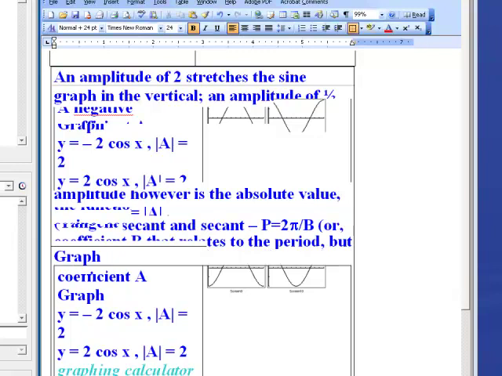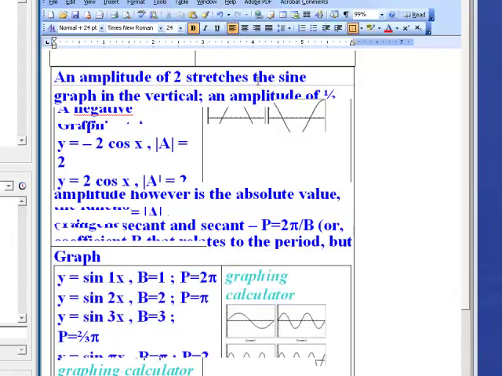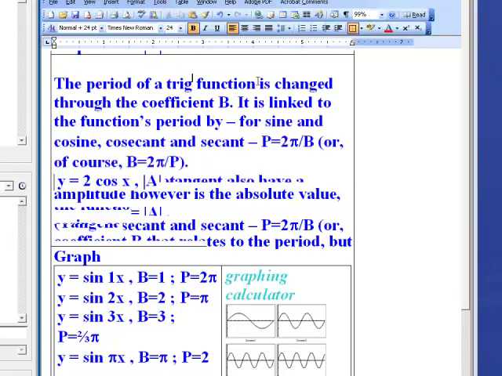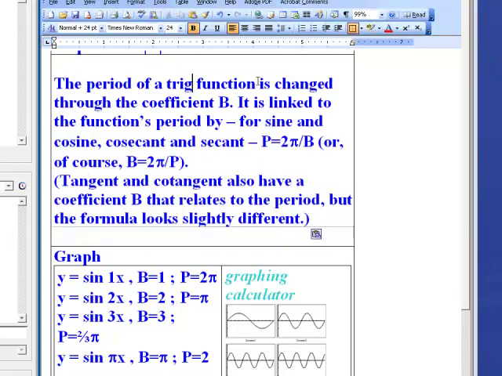Amplitude is no big deal, so let's move on to something a little bit more involved, the period. The period of a trigonometric function is changed through the coefficient b. It is linked to the function's period by p equals 2 pi over b, or, of course, the other way around, b equals 2 pi over the period. This holds for sine, cosine, cosecant, and secant.